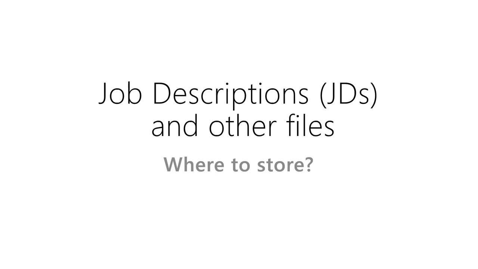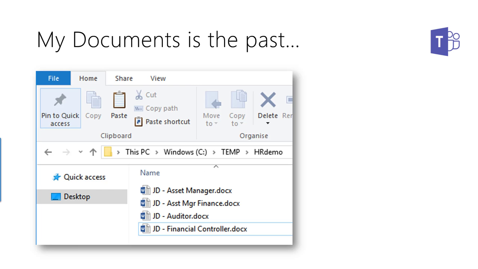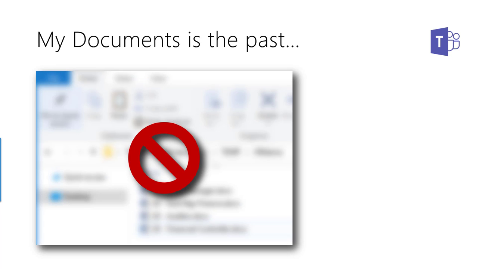For each position, we need a job description or JD. Usually we store these files in the My Documents folder on the laptop. Not a good idea because others can't access these files. If you send these files as attachments, too many copies get created. New versions need to be mailed again and again. All this leads to more confusion.